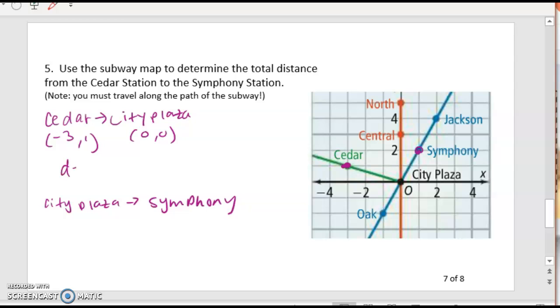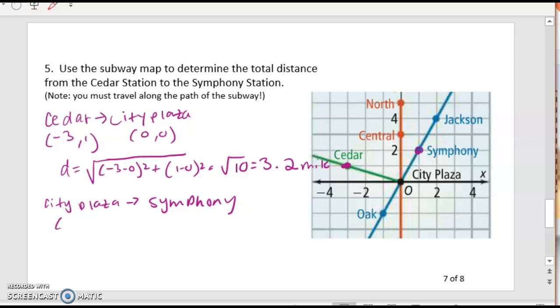And then for my distance formula, I've got -3 minus 0 squared plus 1 minus 0 squared. That's ultimately going to give me the square root of 10. And if I round to the nearest tenth, I will get 3.2. Doesn't exactly tell us what it is, but let's just call it miles because we want to make sure that we're using units whenever we're calculating distances between points, if we can.